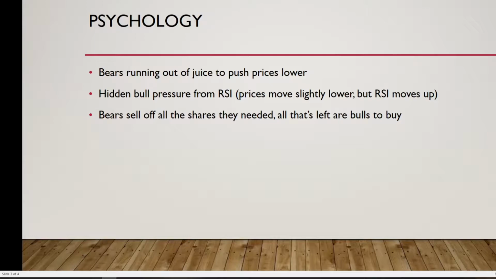And the RSI also forms a very important piece as well, because you can see that there's some hidden bull pressure coming in while the prices are still moving lower, making it incongruent. And it gets to a certain point where all the bears have sold off the shares that they needed to, and all that's left are bulls to push the price back up and over the upper trend line on volume. So let's take a look at the two examples which I have, which is CrowdStrike and C3 AI.